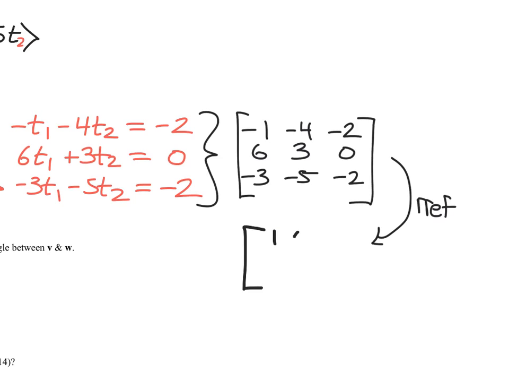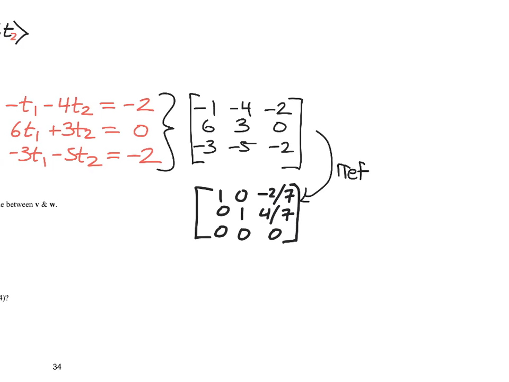So 1, 0, negative 2 sevenths, 0, 1, 4 sevenths, 0, 0, 0. All right. Now, each column would represent a variable.